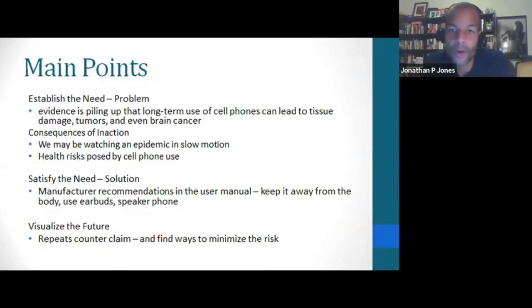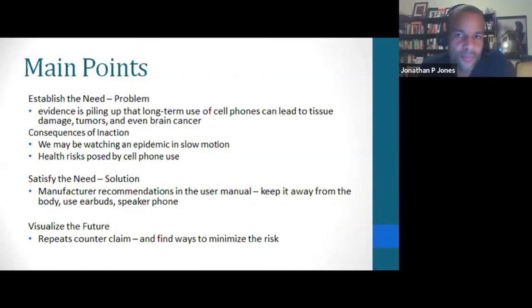All right, main points. First thing, problem. What's the problem? Evidence is piling up that long-term use of cell phones can lead to tissue damage, tumors, and even brain cancer. Obviously, this is a big problem, okay? Radiation from phones. This is what it's doing inside our heads.